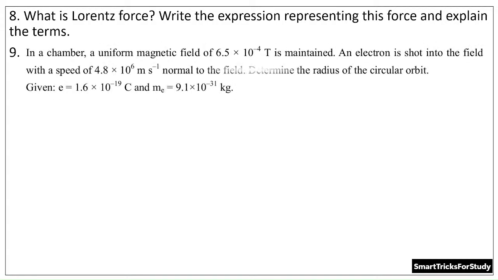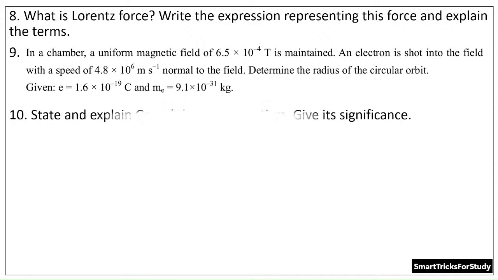9. In a chamber, a uniform magnetic field of 6.5 × 10^-4 Tesla is maintained. An electron is shot into the field with a speed of 4.8 × 10^6 meter per second normal to the field. Determine the radius of the circular orbit. Given, e = 1.6 × 10^-19 coulomb and mass of electron = 9.1 × 10^-31 kilograms.